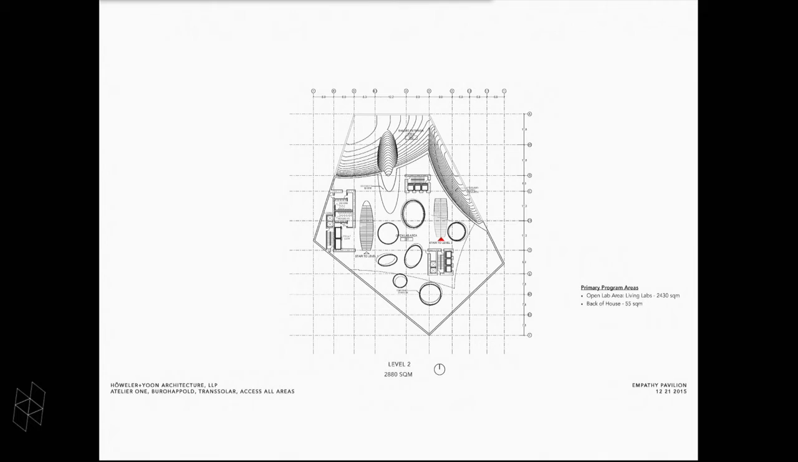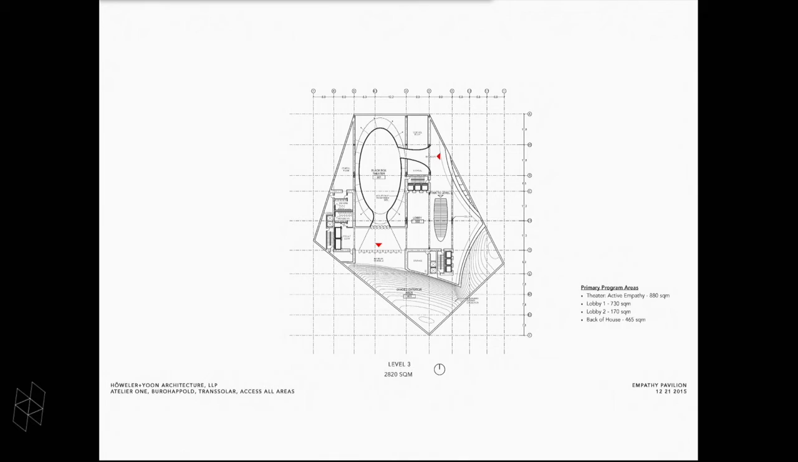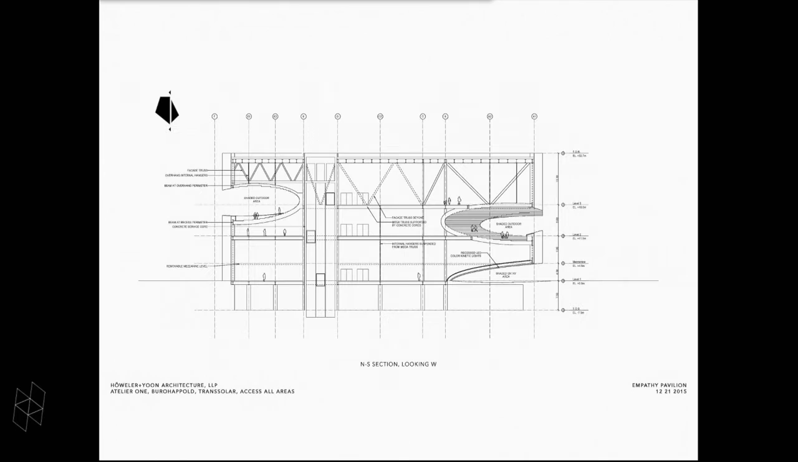And then going up to the final performance space, where you'd come up here, enter this space, and participate in a group performance before being dumped out here onto this balcony and then circulating down and around there. We worked this out with Atelier One, structural engineers, and Trans-Solar and Bureau Happold to figure out how to structure it with these large mega trusses and these big carve-outs.